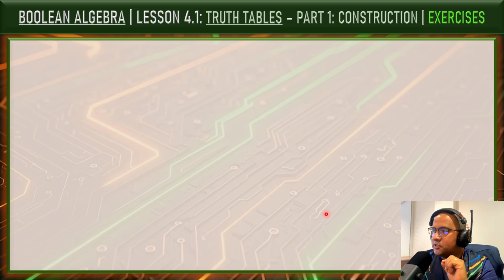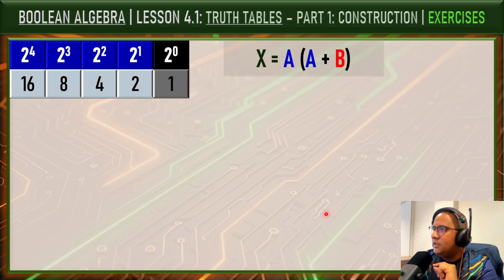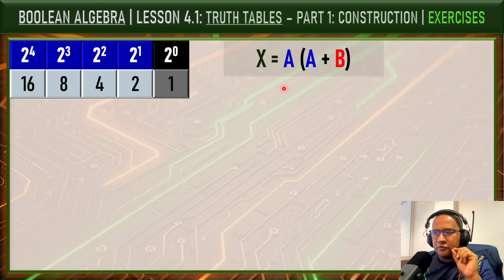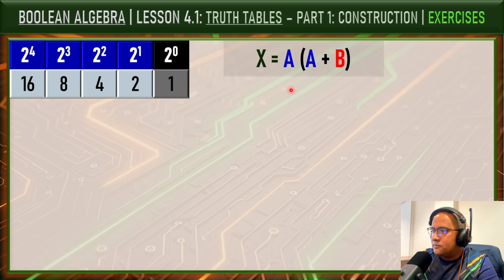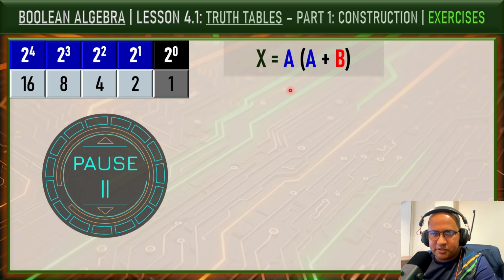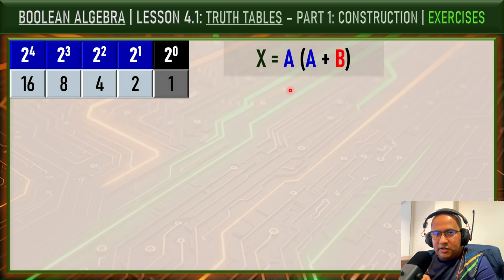All right, let's practice with our first exercise. Take a look at this Boolean expression. I'd like you to pause for a moment and try to answer this question. How many inputs does this function have? And how many rows will each truth table contain? Pause the video and try to solve it by yourself. Okay, if you already tried it, let's solve it together.